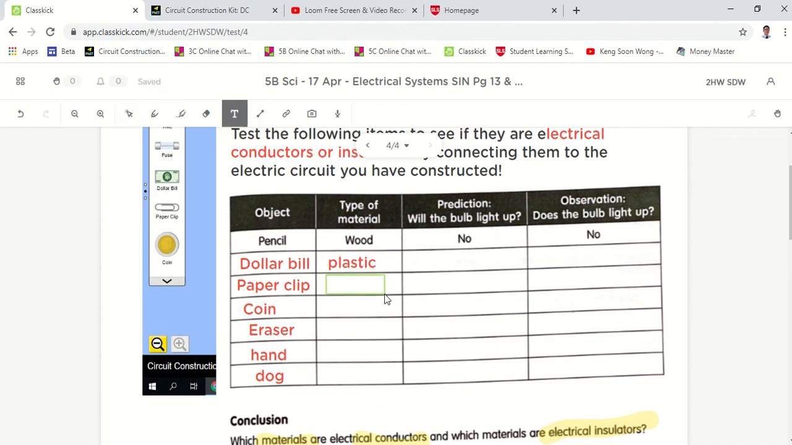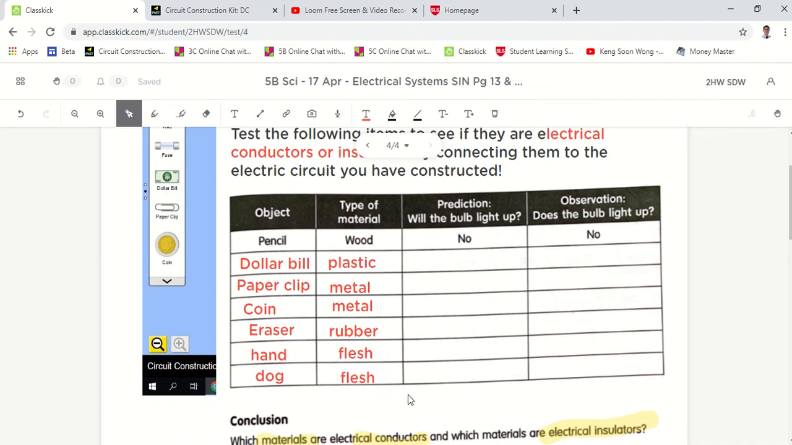Paper clip is made of metal. You may say, teacher, my paper clip has a plastic covering. Let's say we remove it, because the one shown in the simulation is without that plastic covering. So paper clip in this case is metal. Coin is definitely metal. Eraser, you should know it's rubber. Sometimes we call eraser rubber also. Hand and dog are made of flesh. You can call it muscle or cells, but I'm just going to put flesh here.